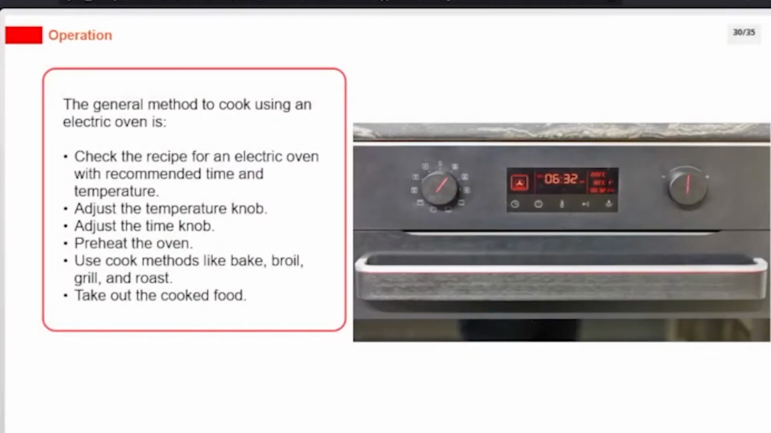The general method to cook using an electric oven is: check the recipe for an electric oven with recommended time and temperature. Adjust the temperature knob. Adjust the time knob. Preheat the oven. Use cook methods like bake, broil, grill, and roast. Take out the cooked food.